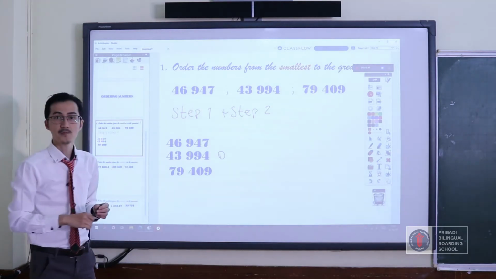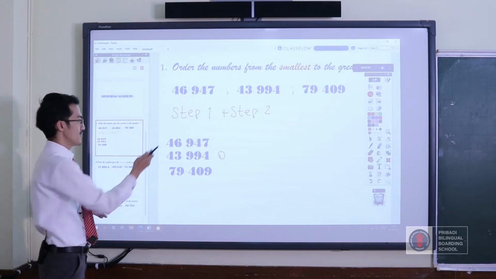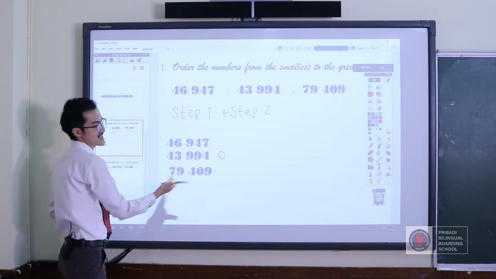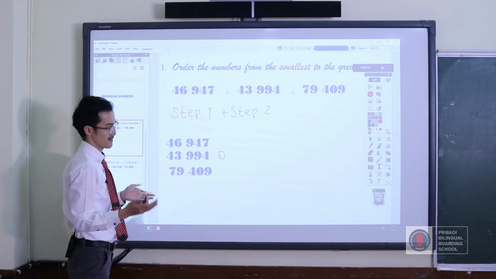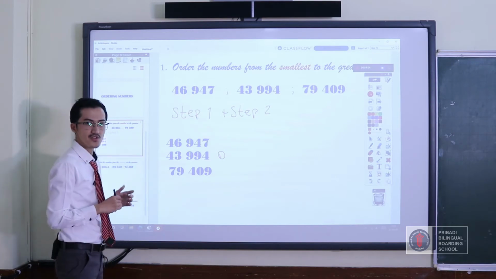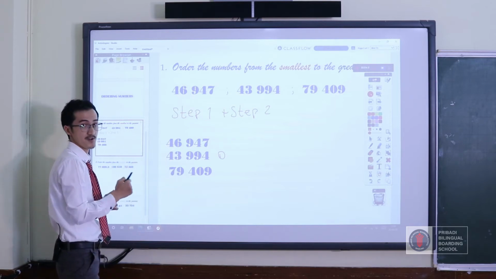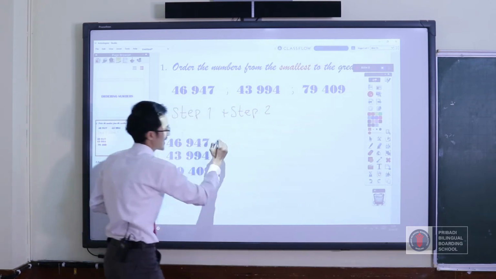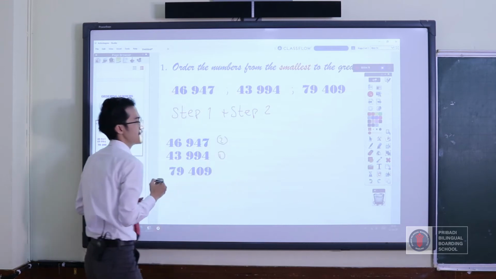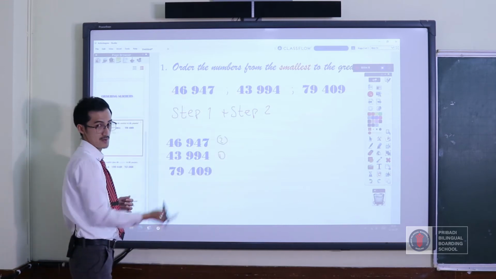And then we are going to compare the next 2 numbers. 46,000 something and 79,000 something. Okay, now, which one do you think is the smallest one? Okay, nice. Of course, 46,947. So we are going to write 2 here. And then, of course, the last one will be the third.